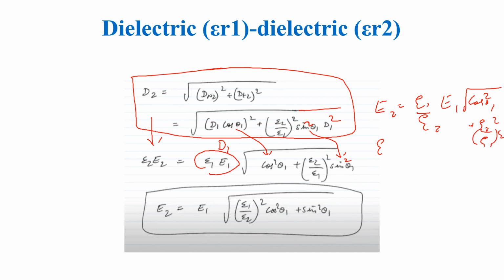Now what you can do is multiply epsilon 1 by epsilon 2 into this term. When you take this epsilon 1 by epsilon 2 into the square root, it becomes a square, epsilon 1 by epsilon 2 whole square. And when you multiply the second term, the terms cancel because there is already an epsilon 2 by epsilon 1. So that gives the answer: E2 is equal to E1 times the root of epsilon 1 by epsilon 2 square cos square theta 1 plus sin square theta 1. Hence we can calculate the values of E and D in the second medium if you know those parameters in the first medium with their incident angles.